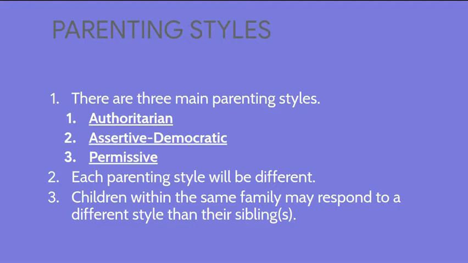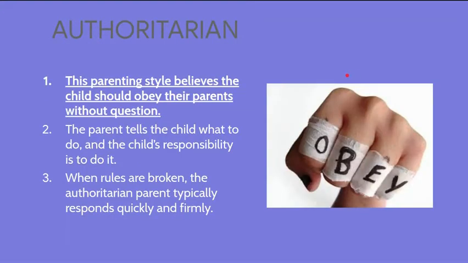Most of us do try to put forward the assertive democratic style because you get better results, and you get children that are independent but also tend to follow rules. So we'll see the characteristics from there, and then you'll be able to tell which parenting styles your parents tend to use on you.